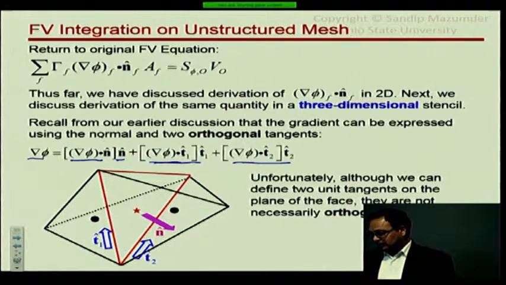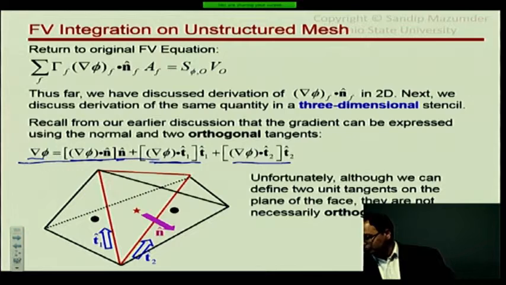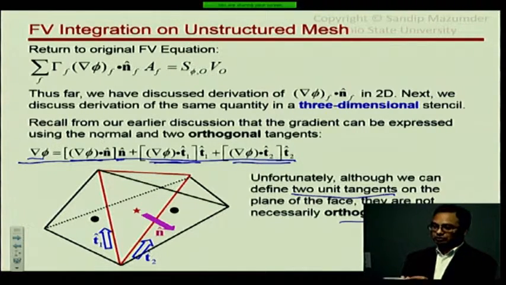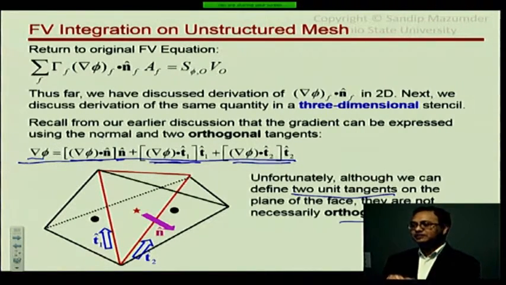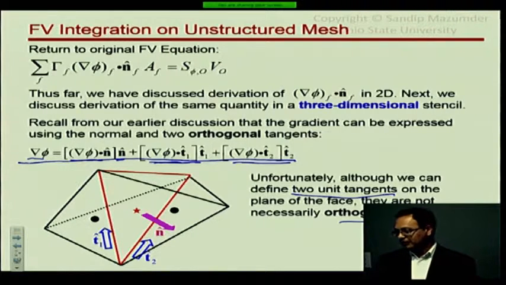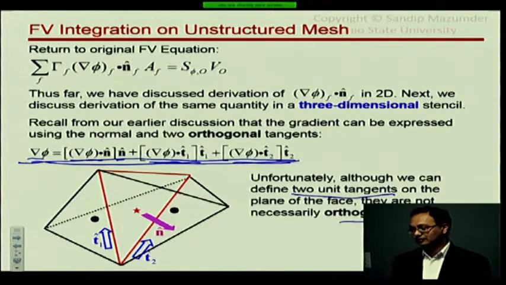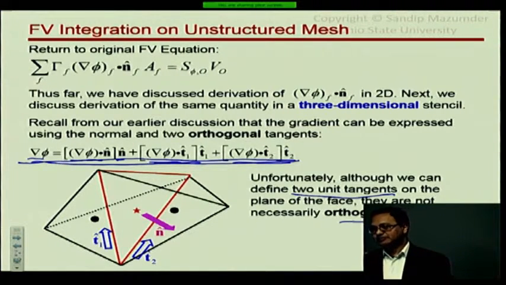Okay, now the problem is we can write this decomposition only if we guarantee that the two unit tangents are orthogonal to each other. So n, t1, and t2, if they're orthogonal to each other, then basically what I've done is I've defined a local coordinate system, and I can write it this way. Otherwise, I can't write it that way. I have to do a coordinate transformation otherwise.